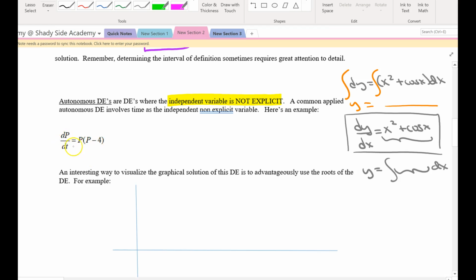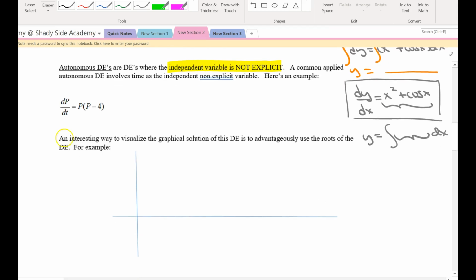So here is a case where we have an autonomous Diffie-Q, a fairly simple one, and we're not necessarily going to solve this, though we could, I should say that. How would you go about solving this Diffie-Q if you had to? This would involve a separation of variables.